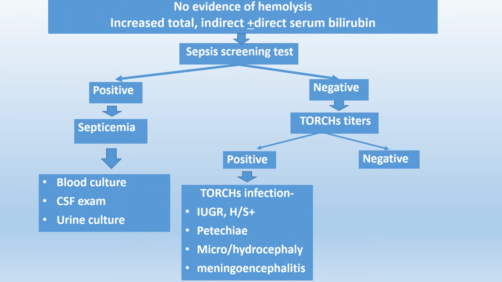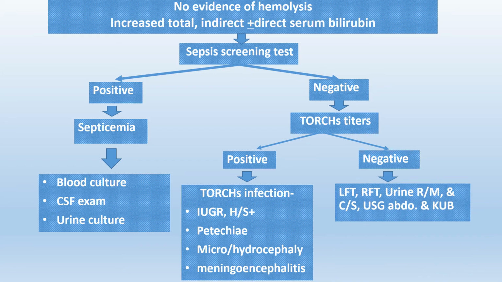If TORCH titer is also negative, if you find that IgM antibody against the TORCH is negative, then go for the liver function test, renal function test, urine routine microscopy and culture sensitivity, and go for the USG abdomen and KUB to rule out pyelonephritis or hepatitis, which can lead to this. So there are various causes of neonatal hepatitis in which the child can have pathological jaundice, and pyelonephritis can also lead to pathological neonatal jaundice.